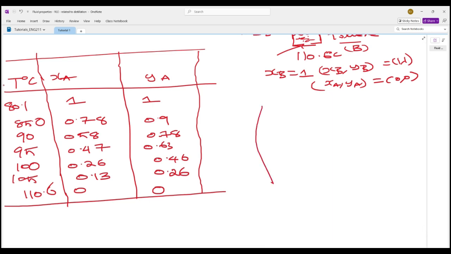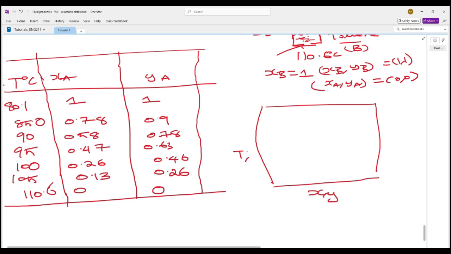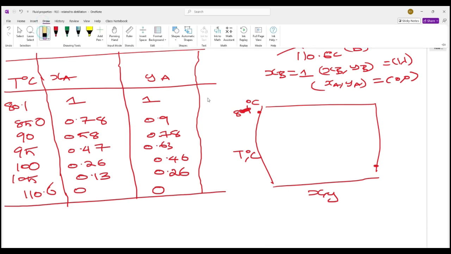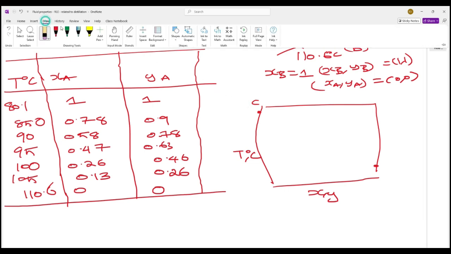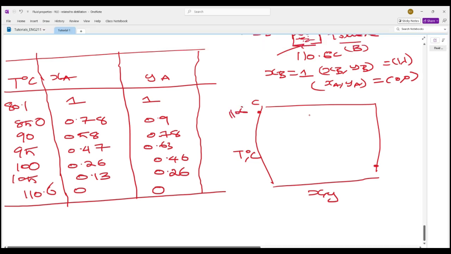So all you have to do is, this graph is terrible, you need to plot x comma y and then T. So 80.1 degrees centigrade should be here, and then what is this? Oh sorry, this is not correct. So this is 110.6 degrees centigrade, and this should be 80.1.